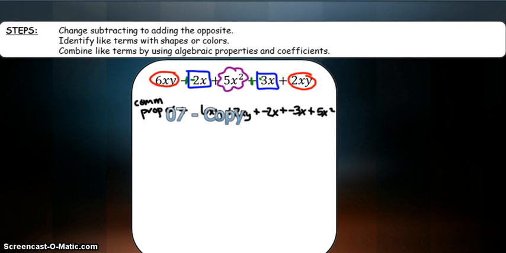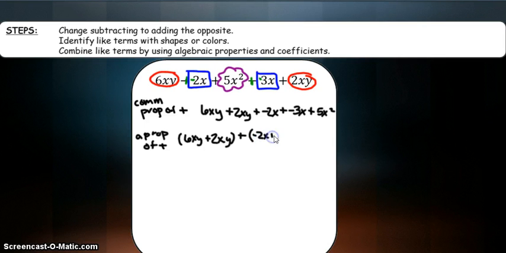Then we're going to use the associative property of addition. So we have 6xy plus 2xy in parentheses because we want to do that first, while also having to do negative 2x plus negative 3x in parentheses, plus, and then 5x squared can stay outside of parentheses because we can't combine that with anything yet because we don't know what the x is.